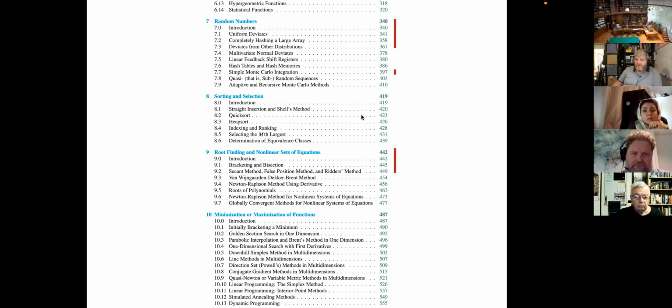Root finding is sorting and selection. How you sort a list is, I think, an opportunity for computer scientists to just show how clever they are at algorithms, but I don't think you actually need to know how it's done behind the scenes. That's just my opinion. I'll open it up for other people to have opinions.